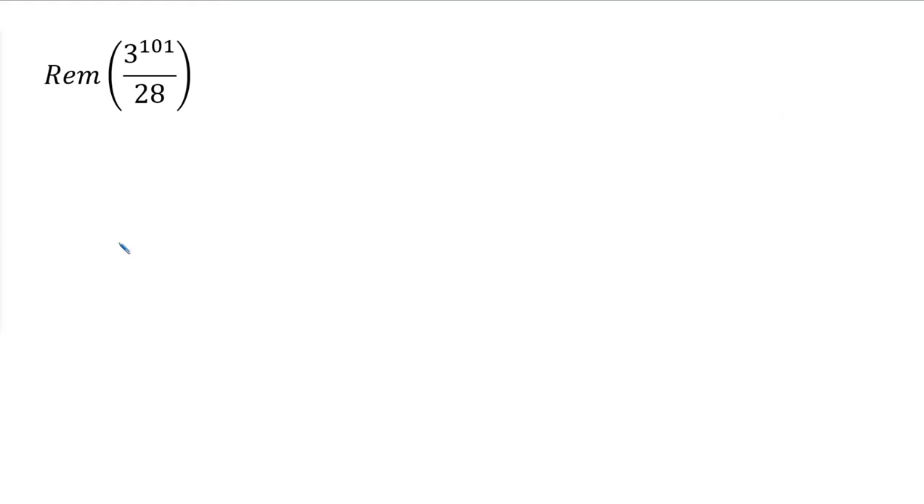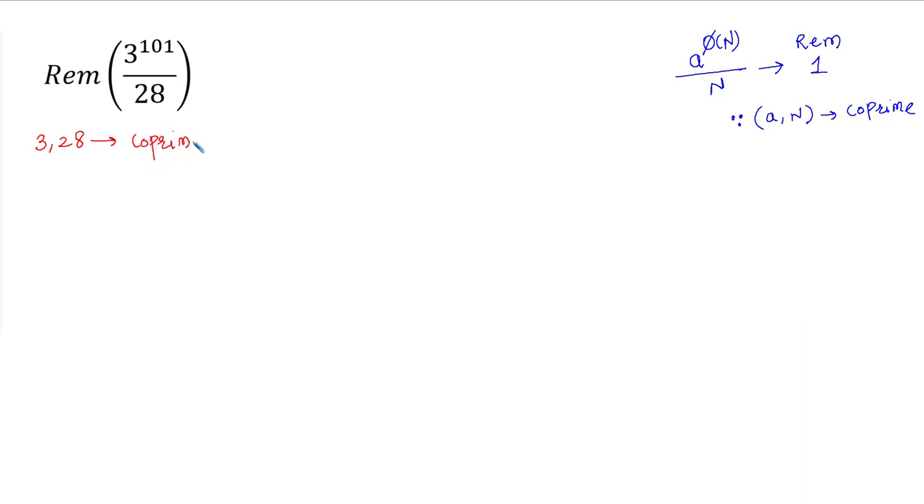So I will write Euler theorem in short here. The Euler theorem is a to the power Euler of n divided by n, the remainder is equal to 1. But the condition is a and n should be a co-prime pair. This is our Euler theorem. Let's start solving this question. In this question, first of all, identify that 3, 28 is a co-prime pair. They don't have any common factor between them except 1.